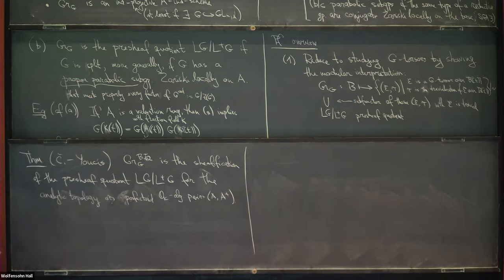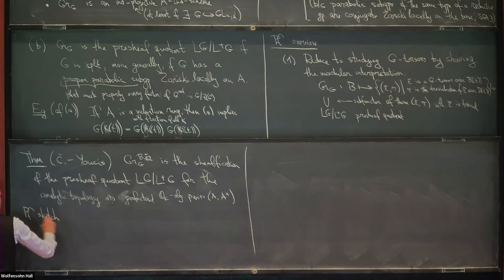Okay, on the other hand, we don't know if that stronger result about it just being the presheaf quotient holds, under an isotriviality assumption. That we don't know. But at least this Zariski or analytic sheafification statement is there. Okay, so let me sketch the proof of this.